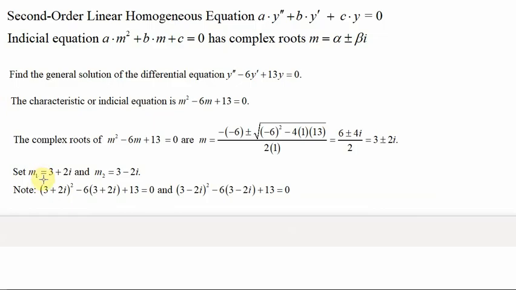Next, I'm going to set m1, which is root 1, as 3 plus 2i, and then m2 will be 3 minus 2i, because 3 plus or minus 2i are the roots. If we plug them back into the indicial equation, we get 0, meaning 3 plus 2i squared minus 6 times 3 plus 2i plus 13 is 0, and 3 minus 2i squared minus 6 times 3 minus 2i plus 13 is also 0.